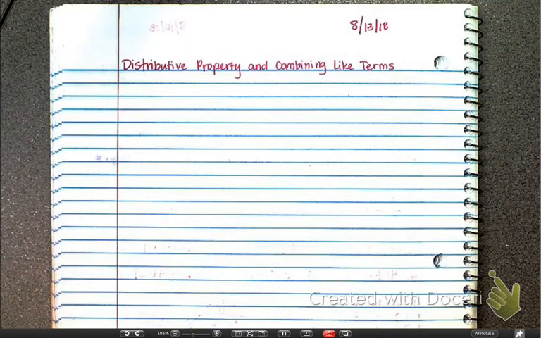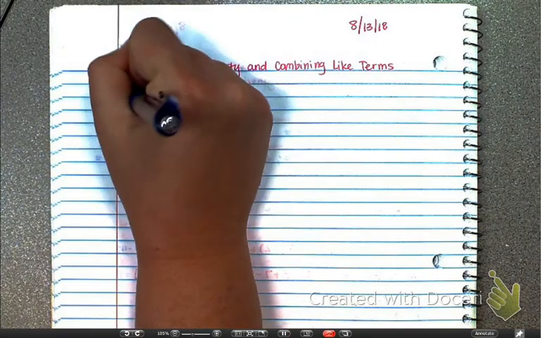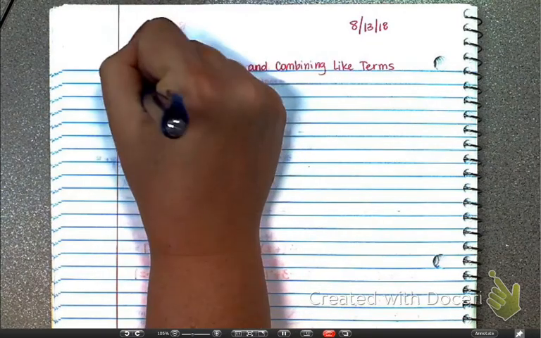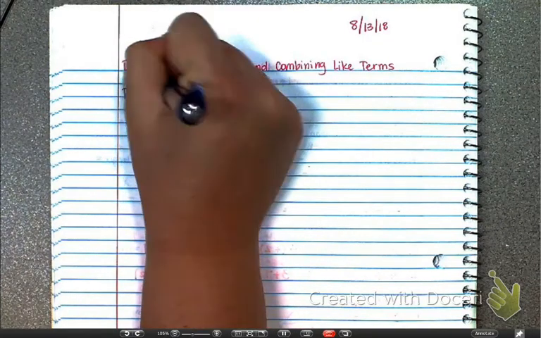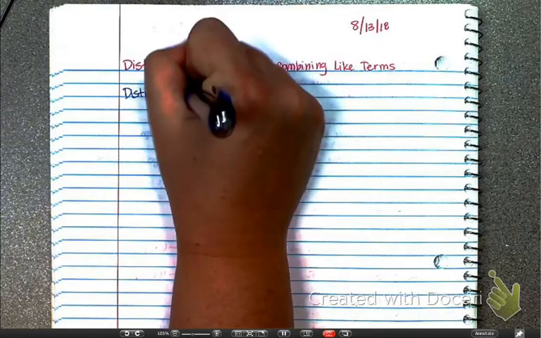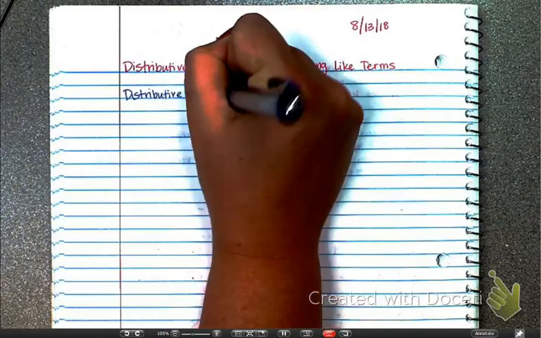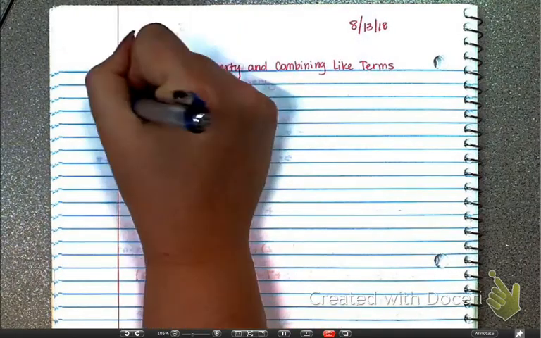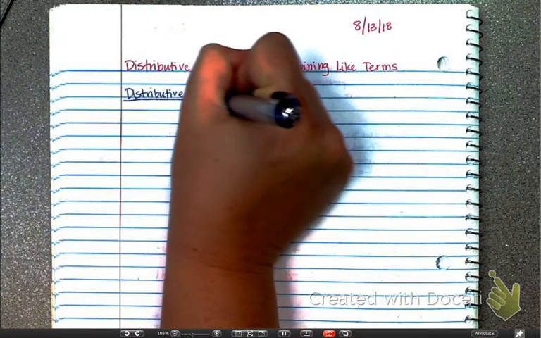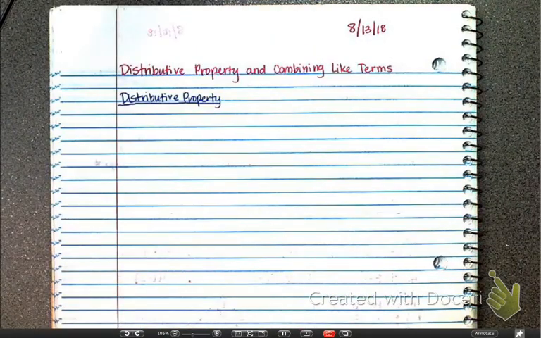Again, all of this is review, so it should be familiar to you. So let's start by talking about the distributive property. What would you say is one problem that many students come across with the distributive property? Like, what's an error a lot of people make?